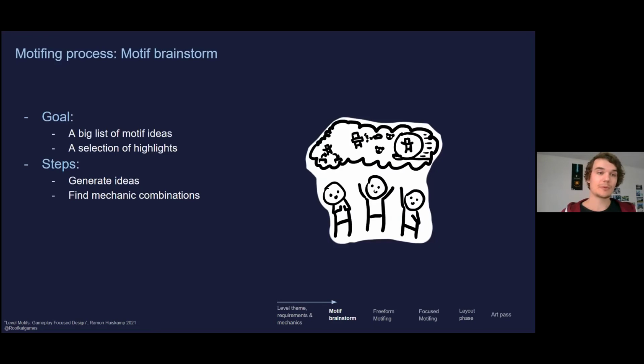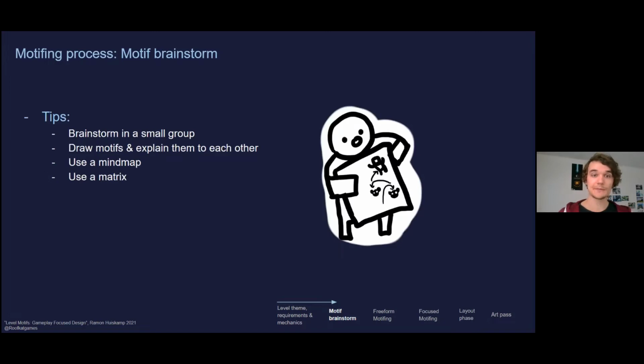So first step, after you have gotten your level theme, your very rough requirements, is the brainstorming stage. Goal is very straightforward at this point. We want to have a lot of cool motif ideas, and depending on how many ideas we generate, it's good to make a selection of all of the highlights, so it's very clear what we want to focus on when we're making motifs later. A couple of tips.